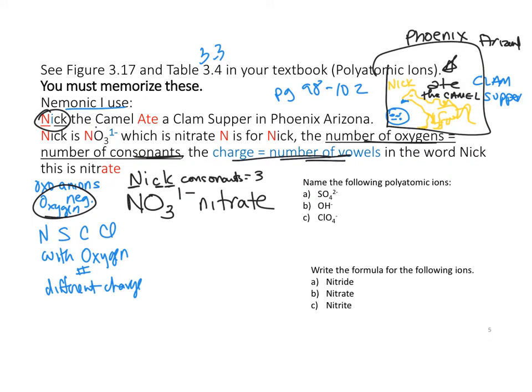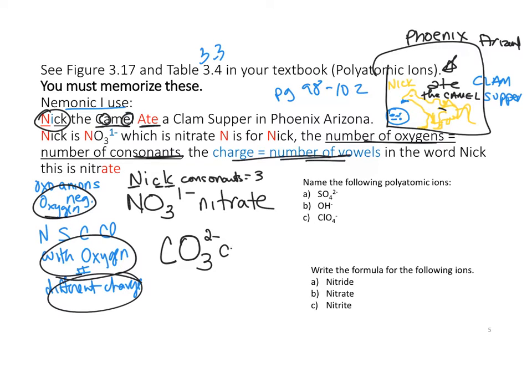Okay, let's go to the next word, camel. Camel starts with a carbon. We've got to figure out how many oxygens and what's the charge. Well, how many consonants are there in the word camel? 3. So that gets a 3 subscript. And how many vowels? You've got an A and an E, so it's going to be a 2 minus. So this is carbon, CO3 2 minus. Carbonate.